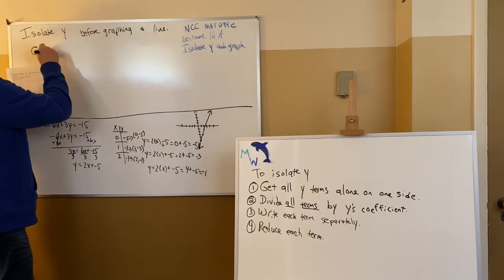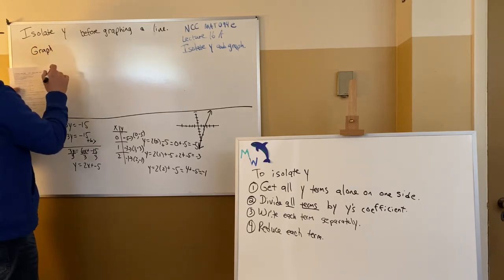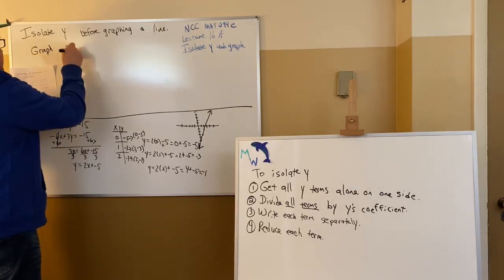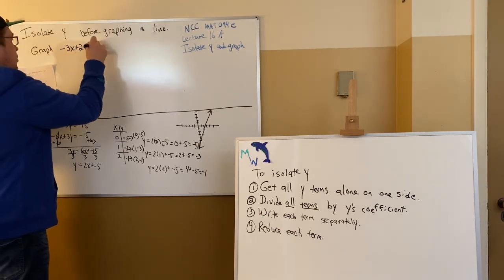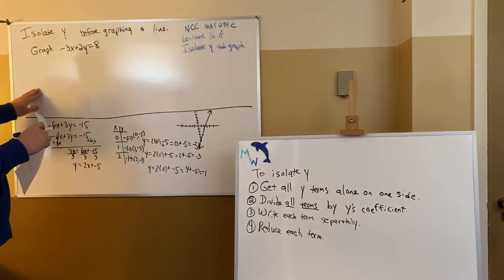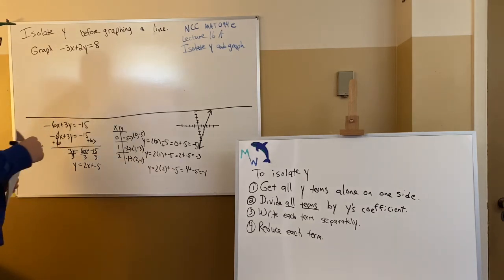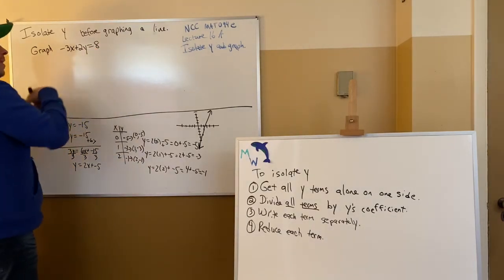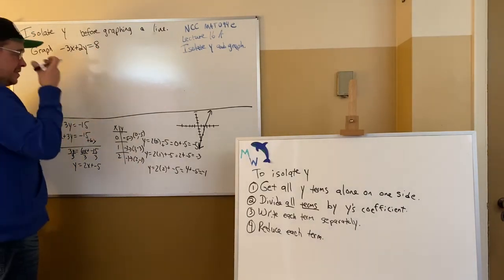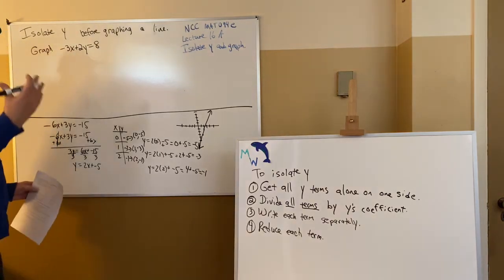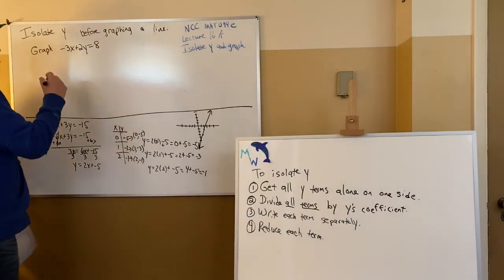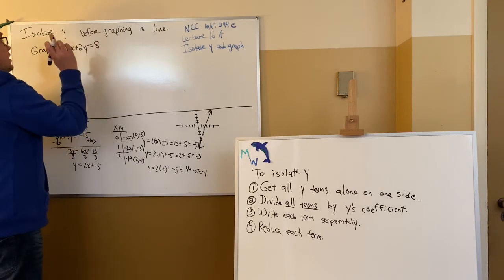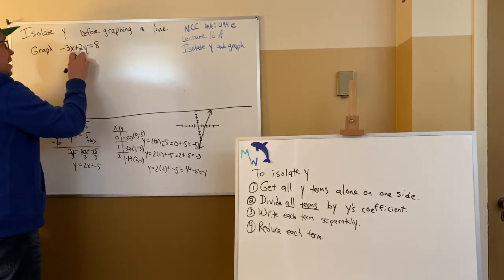Let's try here to graph, at least sketch the graph. Negative 3x plus 2y equals 8. I think this is out in the homework video already, but let's see what we're going to do. 8 divided by 3 is going to give me a problem because it's 8 thirds, 2 and 2/3, and that's a tough one to graph. So here we go. We're going to take our isolation of y by getting the 2y alone.